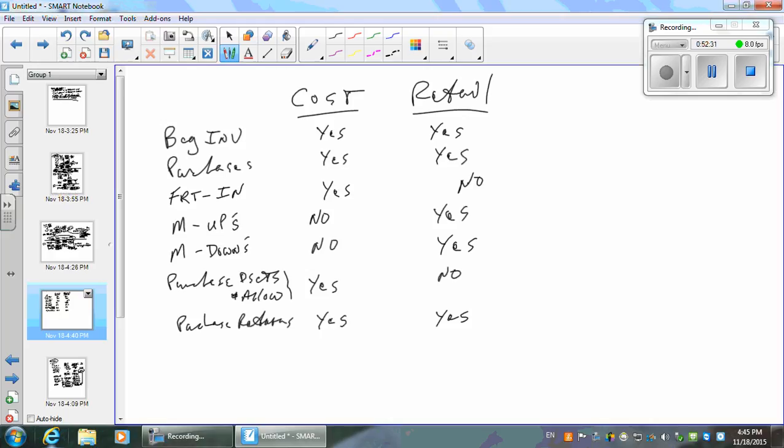What else do we have? How about sales? Sales don't have anything to do with cost of retail, right? Sales just reduces your ending inventory. It doesn't change what's available. Remember, cost of retail is based on what's available at cost of retail.